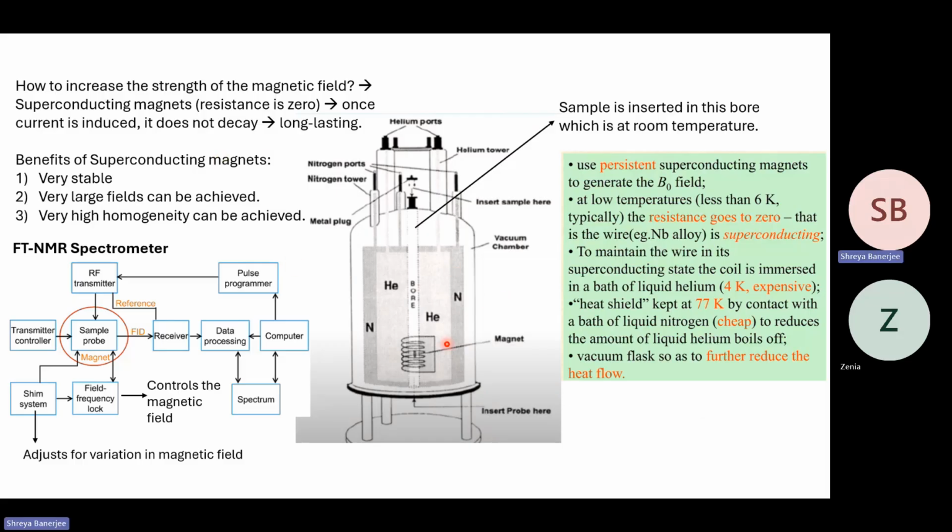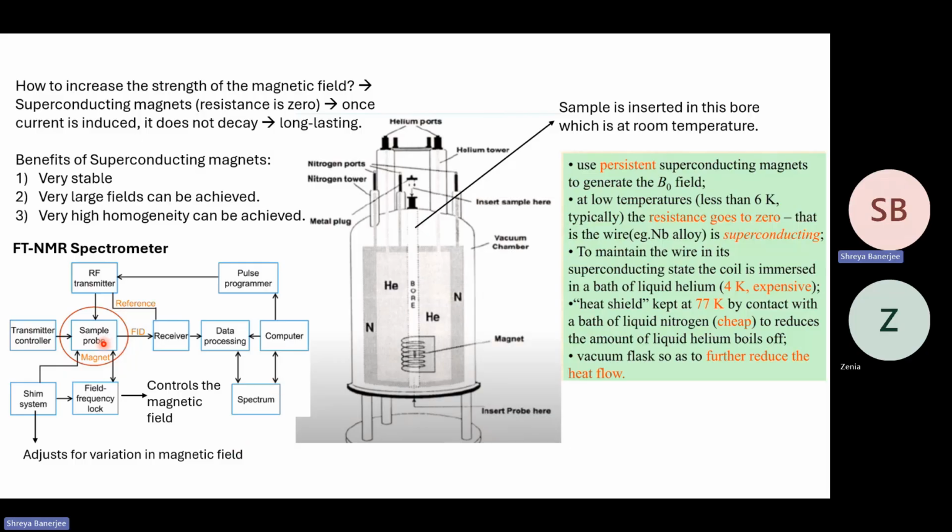So this is how the inside of the spectrometer looks. And you can see the sample is kept in this bore. The magnetic field is applied to the sample. So you have the RF radio frequency transmitter that is applying the radio frequency field. And then the sample produces the signal, which is received, and then the data is processed and you get the final spectra.